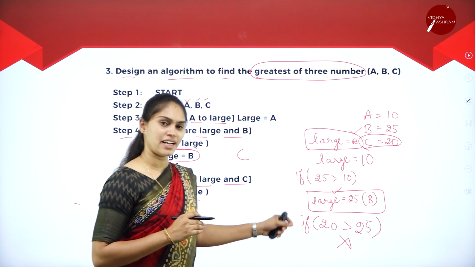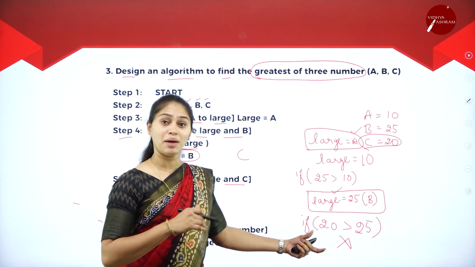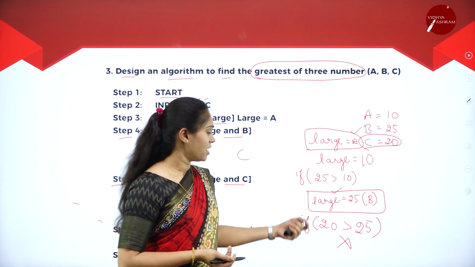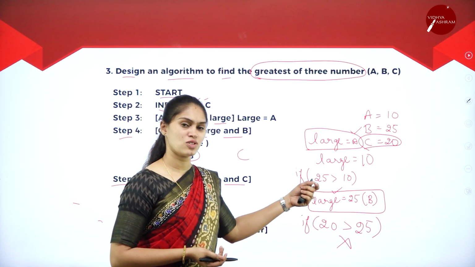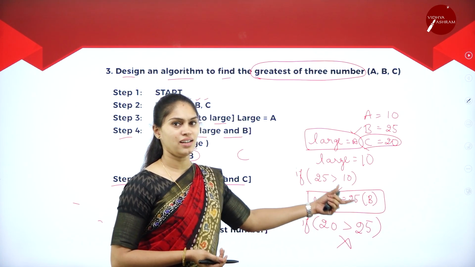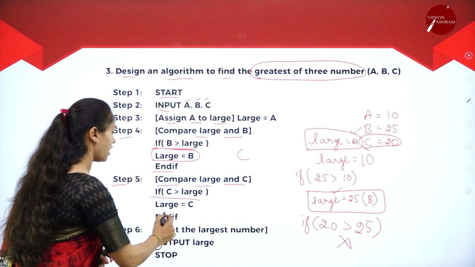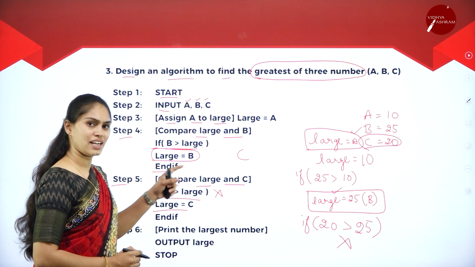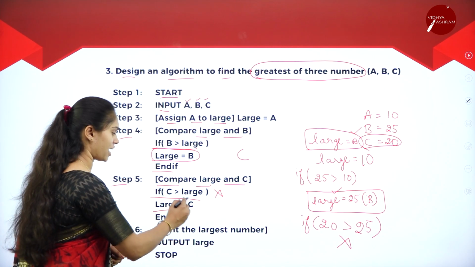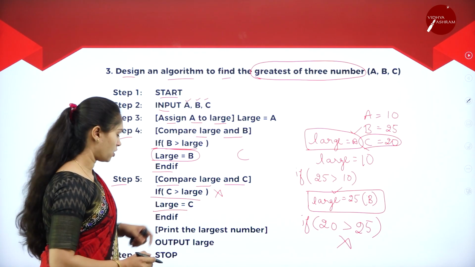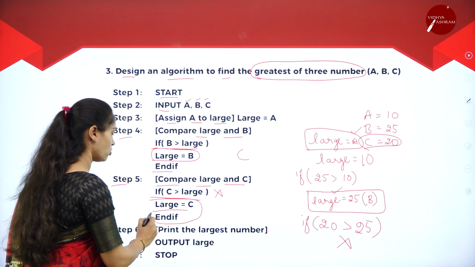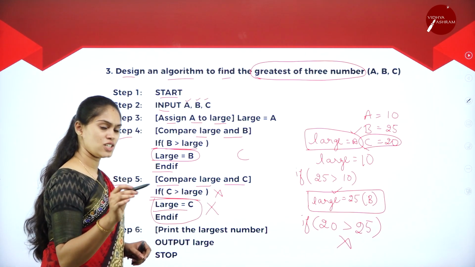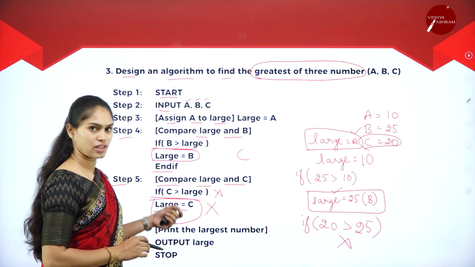So this condition becomes false. If the condition becomes false, in the sense what? I am not making C the largest. So what does it mean? The largest will be B itself. So that value will be stored as the large number. If this condition becomes false, then there is no need to assign the value of C to large. So this part is not going to execute because the condition is false. If it is true, then it is going to execute.